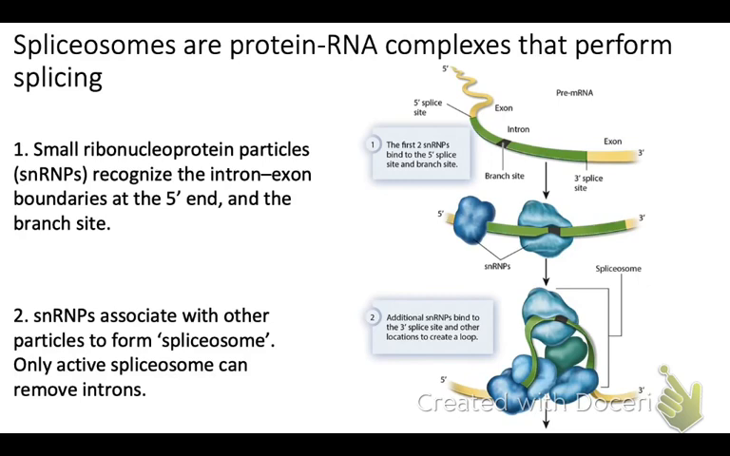So the way that this works is in a kind of 4-step process. The first step, you have the SNRPs that recognize the intron-exon boundaries at the 5' end. So here's our 5' end, if you like. And then these blue blobs are going to represent our small ribonucleoprotein particles. So they recognize the intron-exon boundary at the 5' end and the branch site. So that's what's going on here. And then in the second step, they associate with other particles. So other particles start to bind and form the spliceosome. And they start to loop out this intron. So they're kind of bending the structure, if you like.